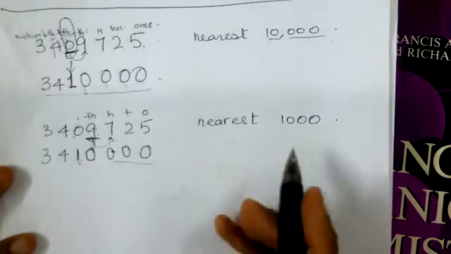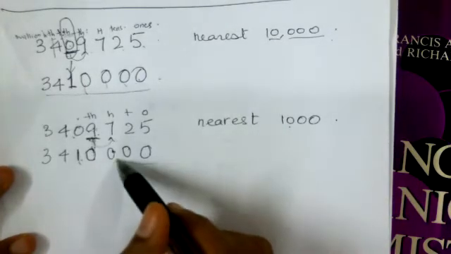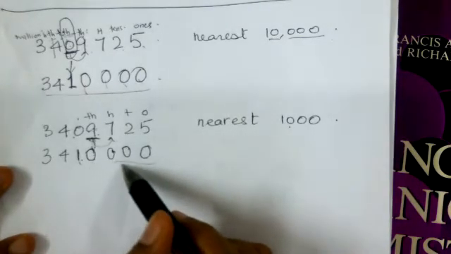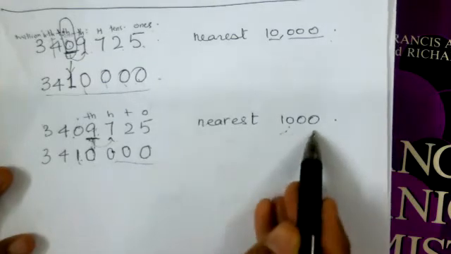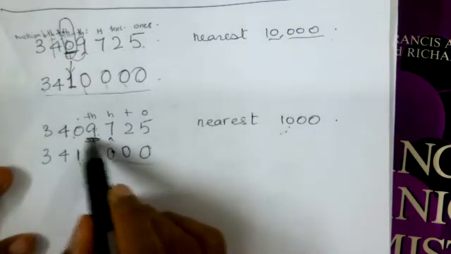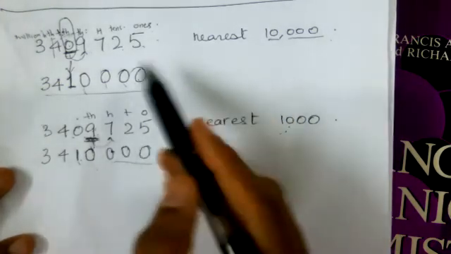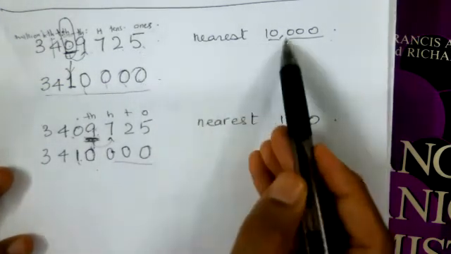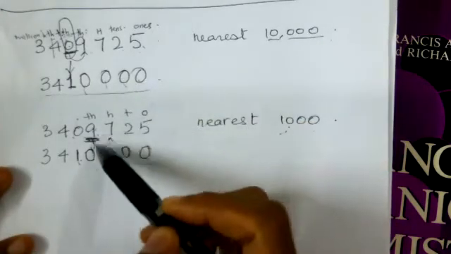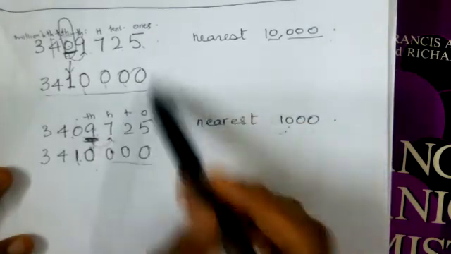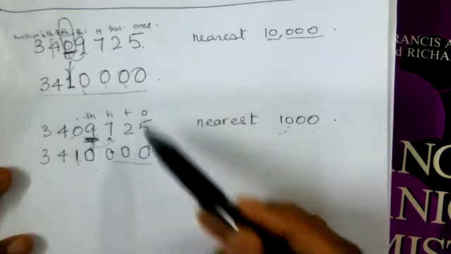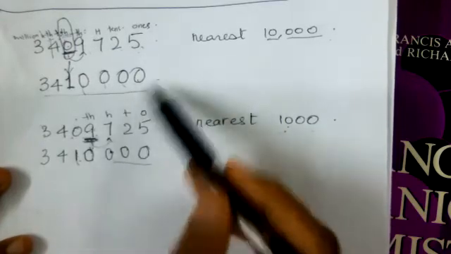Now, that means it is not all the time necessary that your answer should have the same number of zeros as the nearest, because there are situations like these. Okay. Now, can you see that when we rounded off this number to the nearest 10,000 and when we rounded it off to the nearest 1,000, we are getting the same answer? Yeah, that is very much possible.